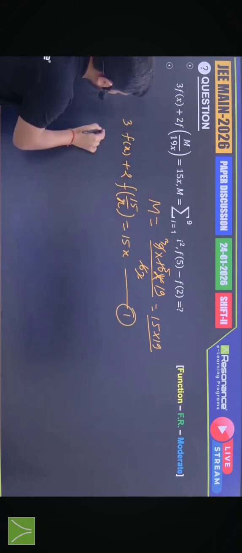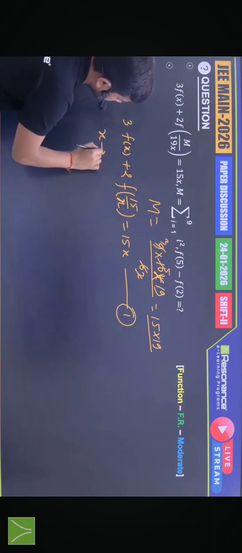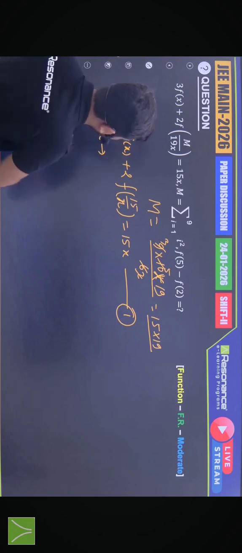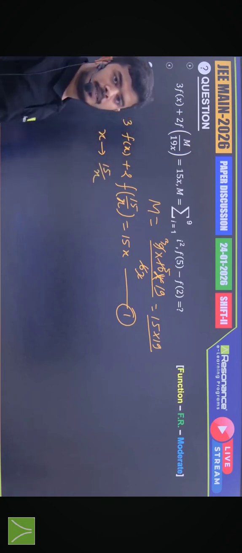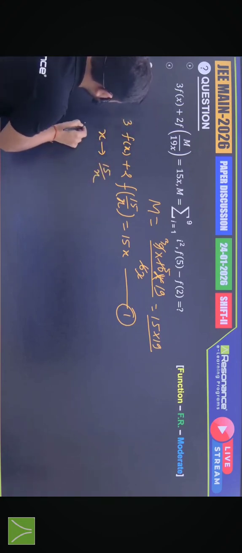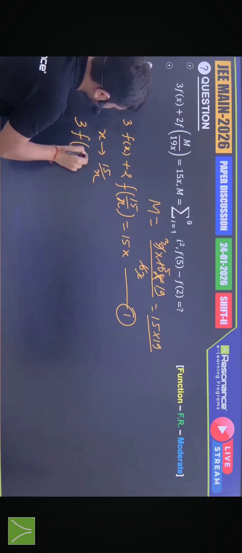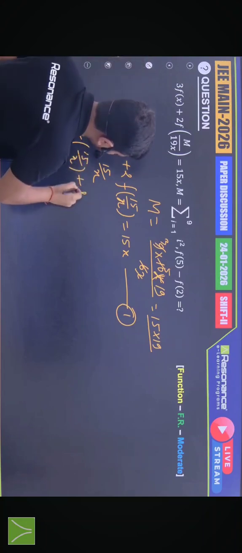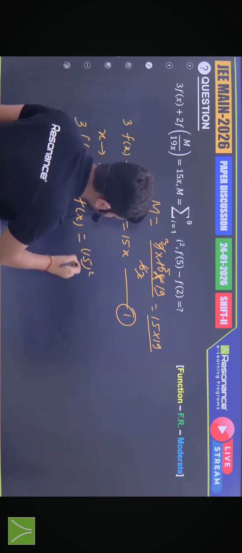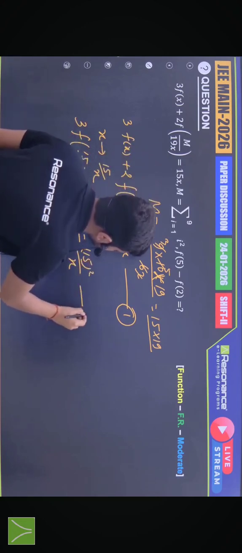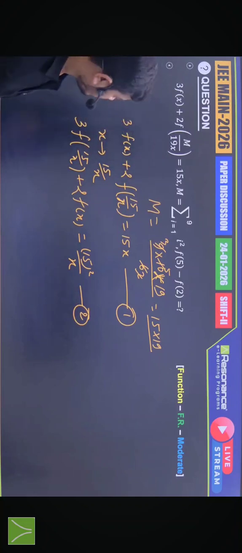Now replace x by what? Replace x by 15 by x. If you replace x by 15 by x, you will get 3 times f of 15 by x plus 2 times f of x is equal to 15 square by x. This is the second equation. Now solve these two equations.